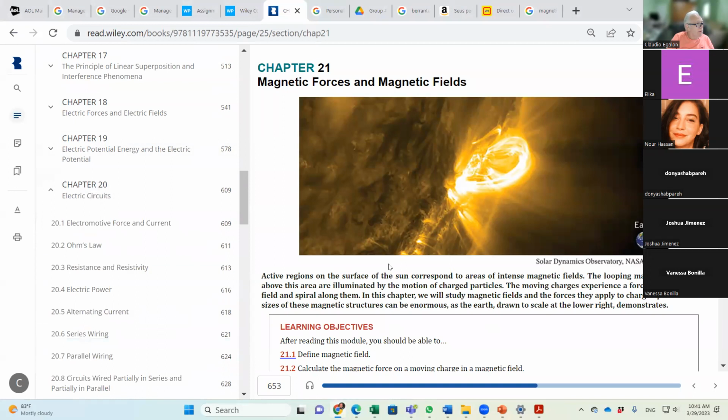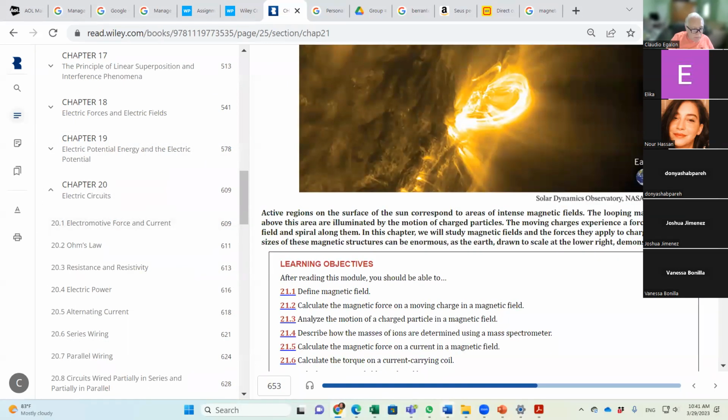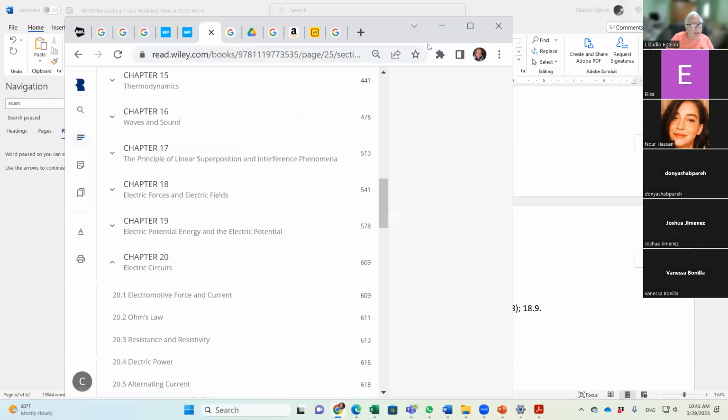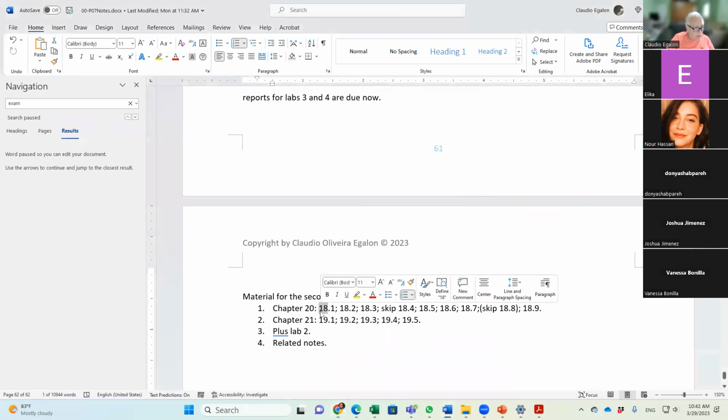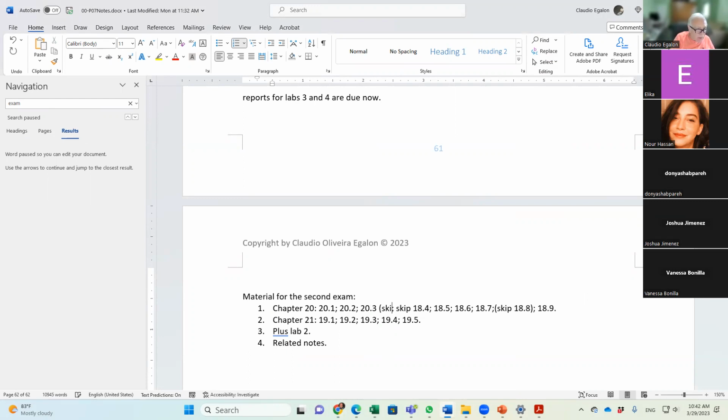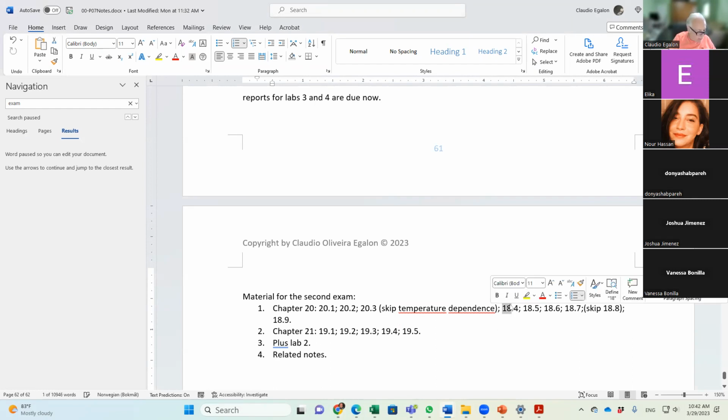Now let's take a look here. Electric circuits. Okay, material for the second lesson. Chapter 20. 20.1. 20.2 is a must. Resistance and resistivity. Skip temperature dependence. Okay, electric power. Don't skip electric power. Electric power is important.